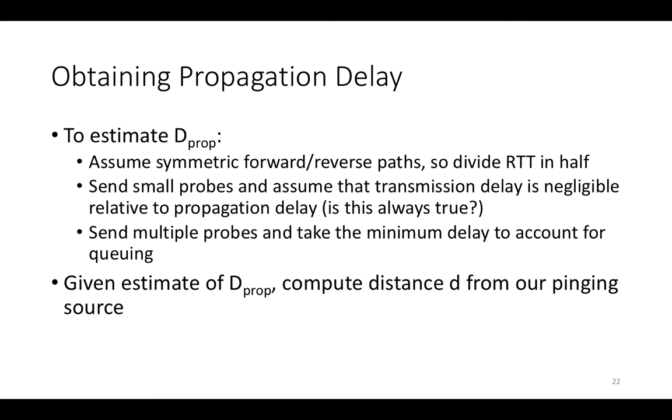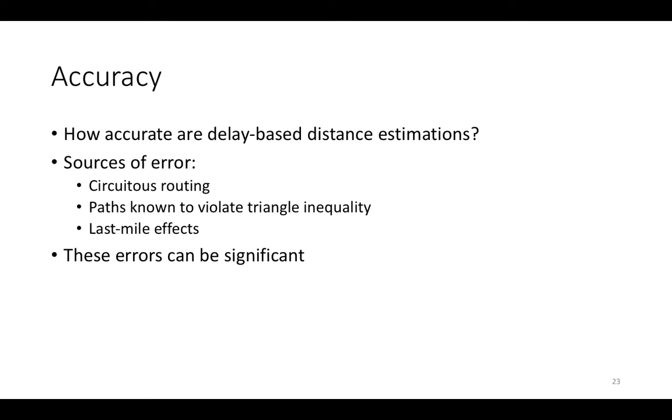Since we don't care about queuing when we're estimating IP geolocation, because all we want to know is the propagation delay so that we can get a distance, we'll always want to take the delay that's smallest, because this will have the least amount of queuing as possible. So therefore, given an estimate of the propagation delay, we'd like to compute the distance d from our pinging source.